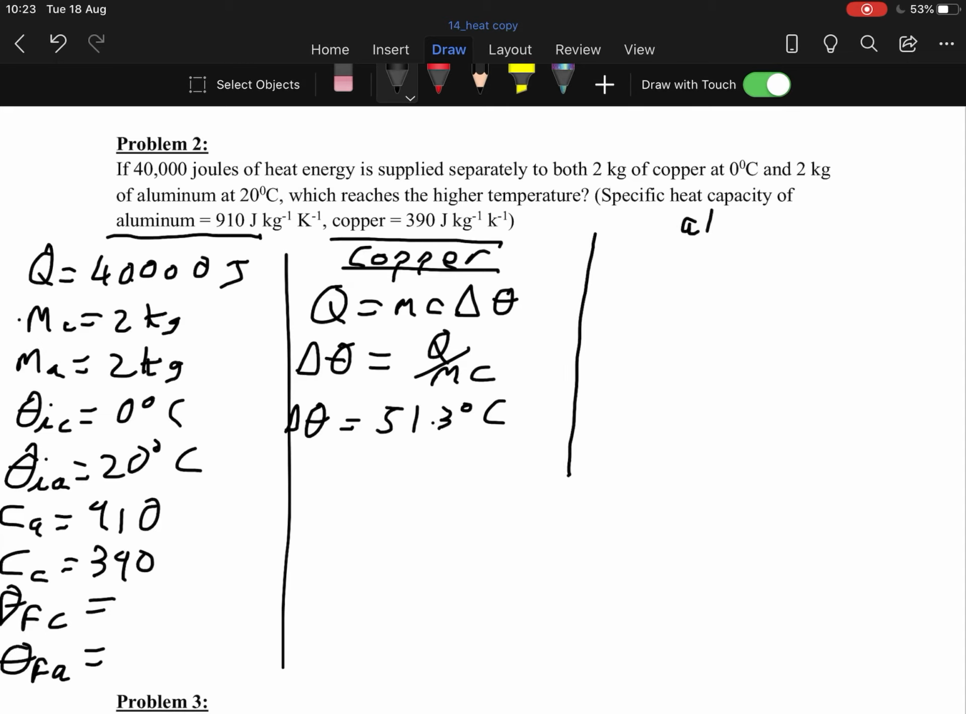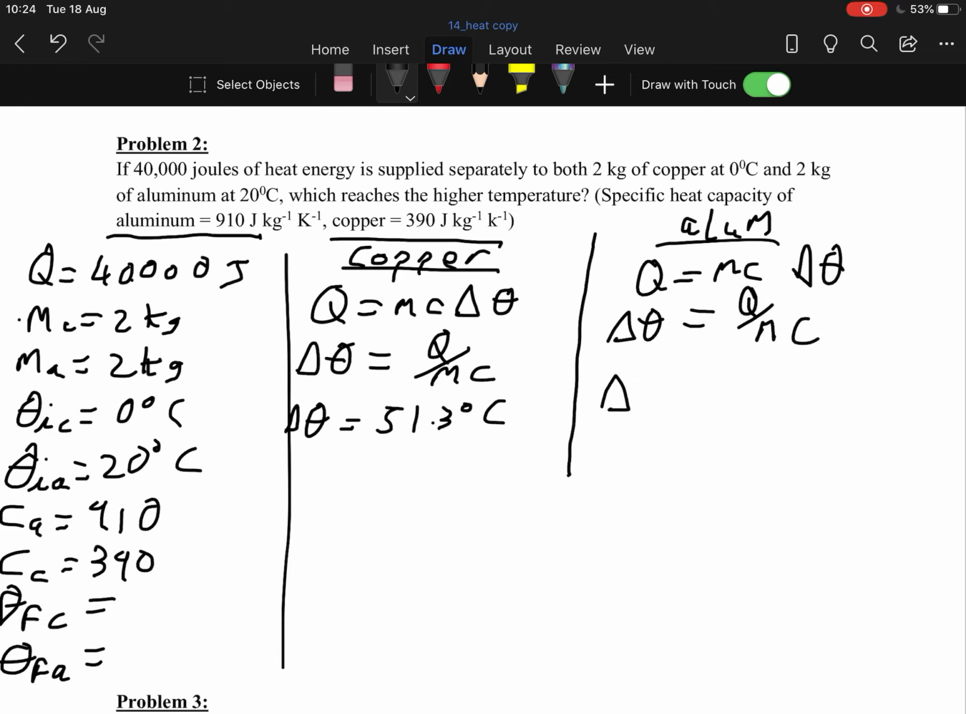Next we'll do aluminum. Same thing again: Q equals mc delta theta, so the change in temperature is Q over mc. Our Q, again, is 40,000, but our mass is 2, and our heat capacity is 910. So we end up with 22 degrees Celsius. So the change in temperature for copper was 51 degrees, and the change in temperature for aluminum was 22. So that's not the final temperature, that's the change in temperature.